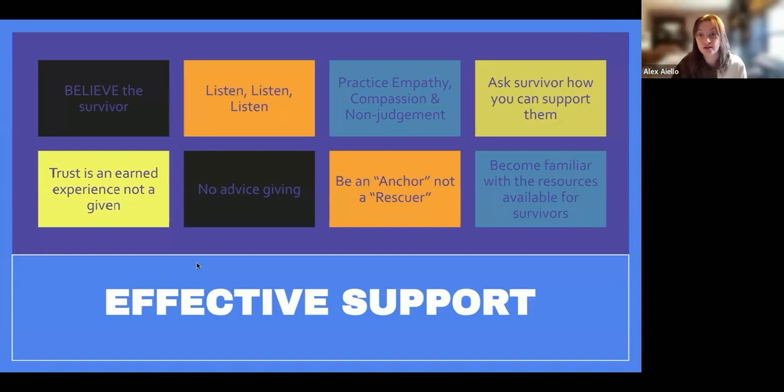Recognizing that trust is an earned experience and not a given. I like to say move at the speed of trust. It takes time to build that trust. People aren't going to share super openly right off the bat.